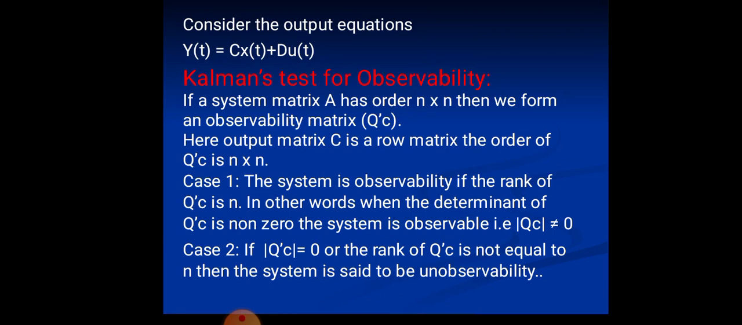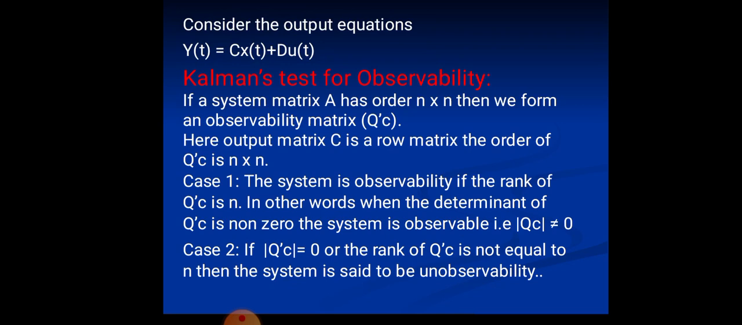Kalman test for observability: if the system matrix A has order n by n, and the matrix C has order n by n, then we form an observability matrix Q dash C. Here the output matrix C is a row matrix. The order of Q dash is n by n.